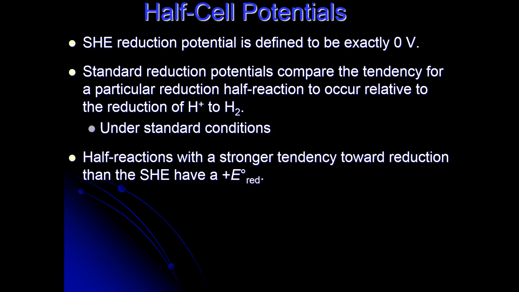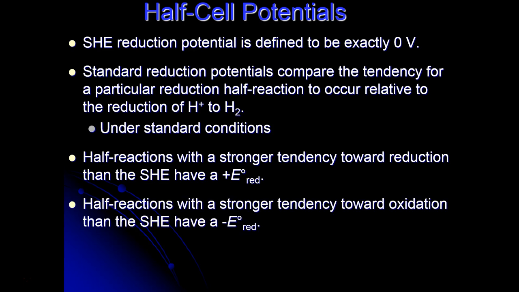Now the half reactions with the stronger tendency towards reduction relative to the SHE have a positive E-red. So that's all the stuff at the top of the table that really wanted to be reduced and is a really good oxidizing agent, with those positive E-red values. The half reactions that actually want to be oxidized, like zinc, and the stuff at the bottom of the table have a negative E°red relative to the SHE.